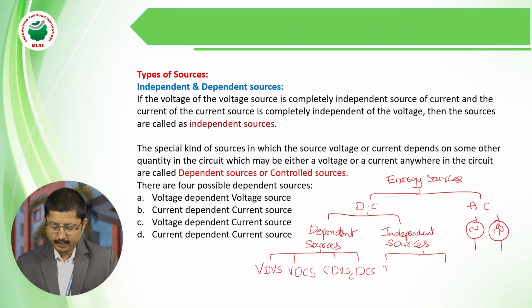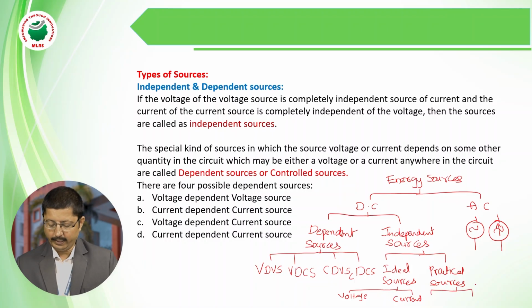Independent sources are again classified into two types. They are ideal sources and practical sources. Ideal sources are divided into two types: one is ideal voltage source and another one is ideal current source. Similarly, the practical sources are divided into practical voltage source and practical current source. This is the classification of energy sources. Now let us discuss one by one.